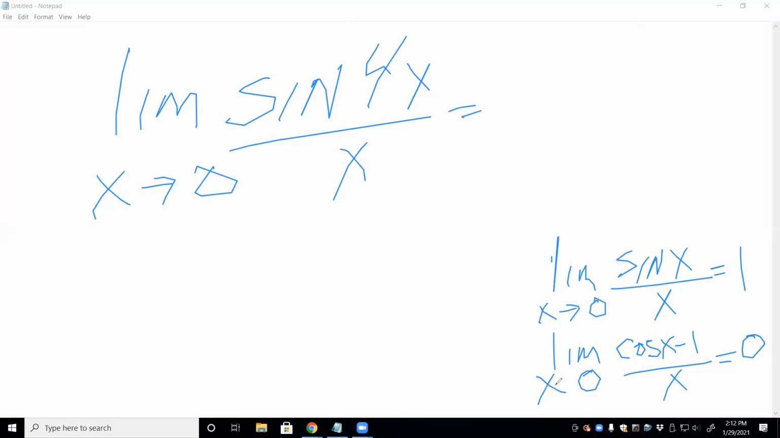So start by memorizing these 2 things at the bottom right. It can be 1 minus cosine x, same thing. The limit of 1 minus cosine x over x as x approaches 0 is 0. So you have to memorize that. And the reason you have to memorize it is because we can't prove it to you yet. But those are true statements. And once you accept that they're true, then you can use those for solving problems like I have on the upper left.